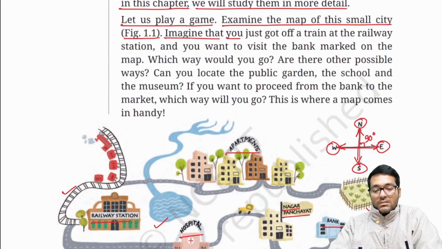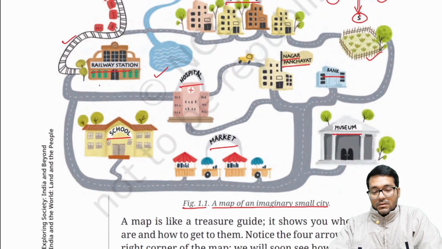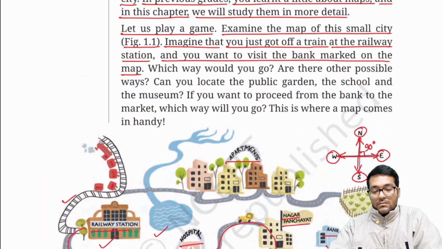Imagine that you just got off a train at the railway station and you want to visit the bank marked on the map. You can see railway station here and bank here. There are many ways to go there. You can go like this, or like this, or like this. Which way would you go? Are there other possible ways?